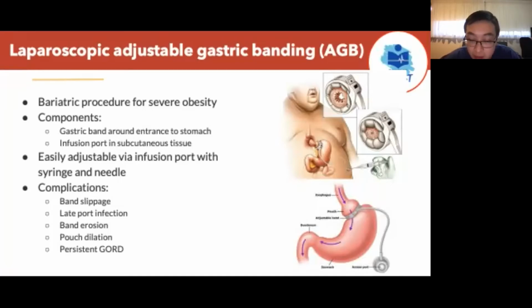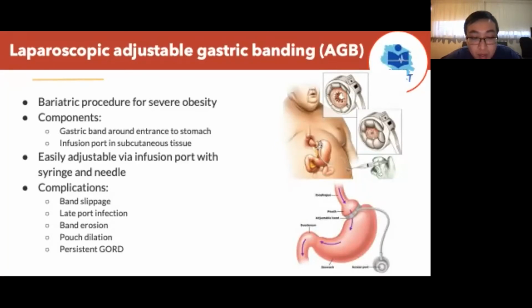As I mentioned, it's largely fallen out of favor, gradually being replaced by other procedures, especially things like sleeve gastrectomy and things like Roux-en-Y gastric bypasses, which I'll talk a little bit about later on in this talk. It's been shown that sleeve gastrectomy and Roux-en-Ys have much better results than gastric banding, and have less complications. So gastric banding isn't really done anymore.